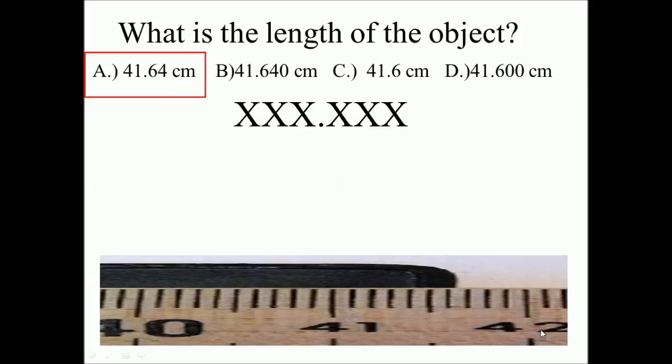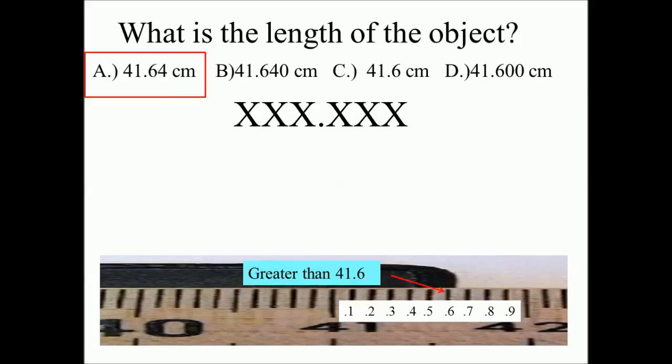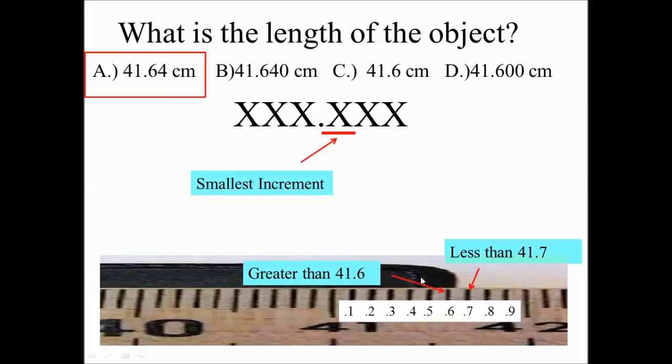Again, looking down here, if this is 41 and this is 42, well, this must be 41.1, 41.2, 41.3, and so on. Okay, well now we can see that this object is greater than 41.6, but less than 41.7. And looking at it, I think it's a little bit closer to the 0.6.